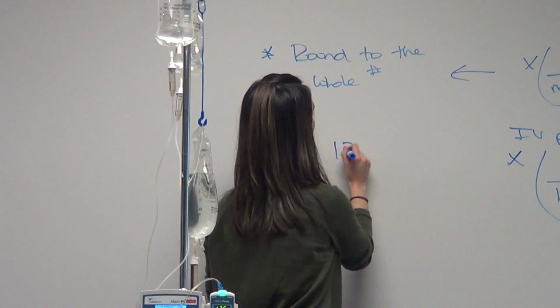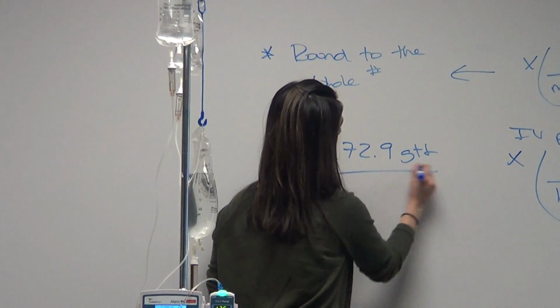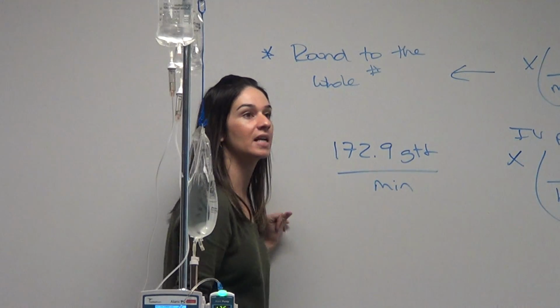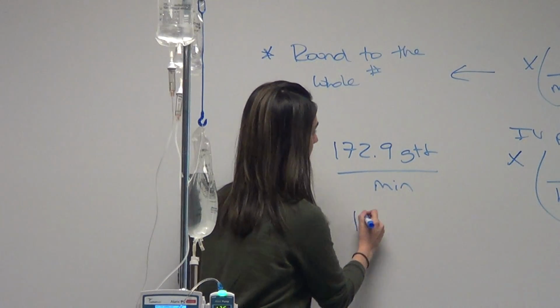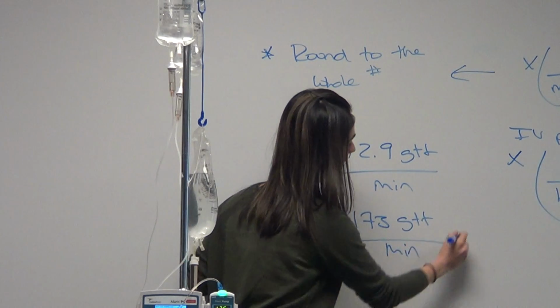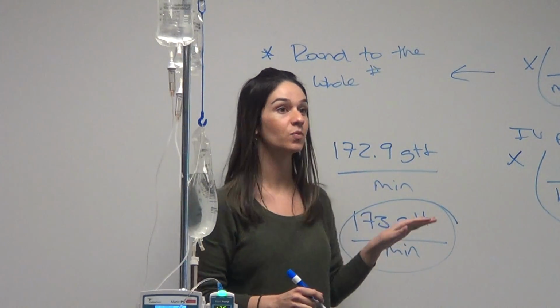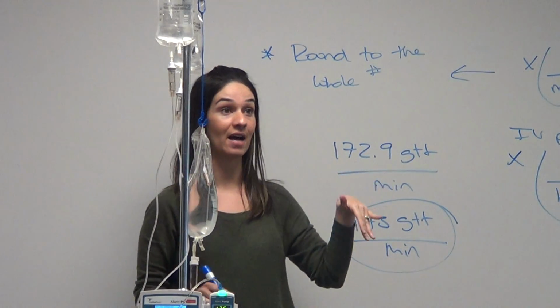Okay? So, tell me how many drops per minute I have. 173. 173 drops per minute. That is your answer. If you leave it like this, do you get it wrong? Yes. Every time. Because we cannot slice a drop in half.